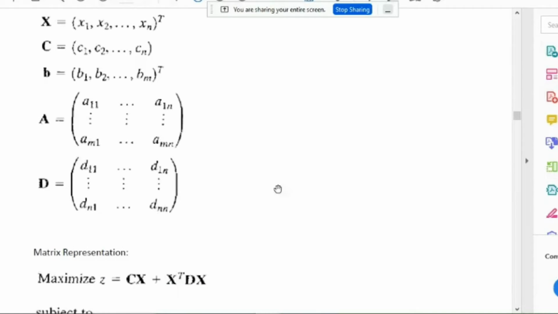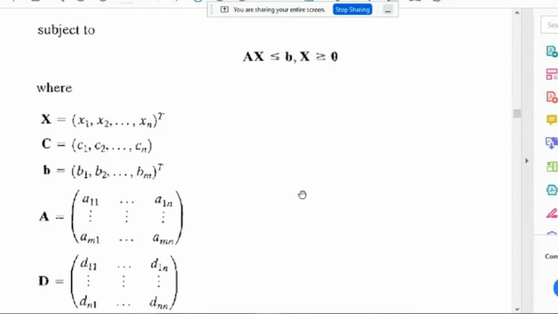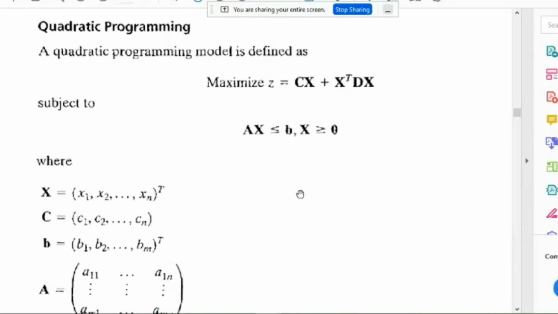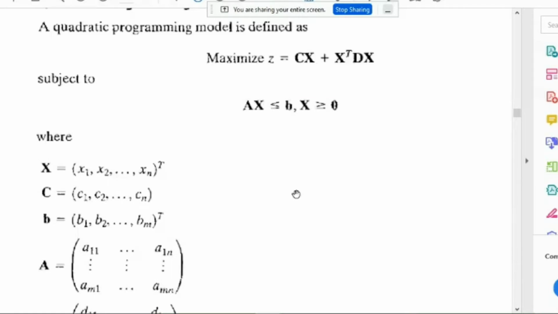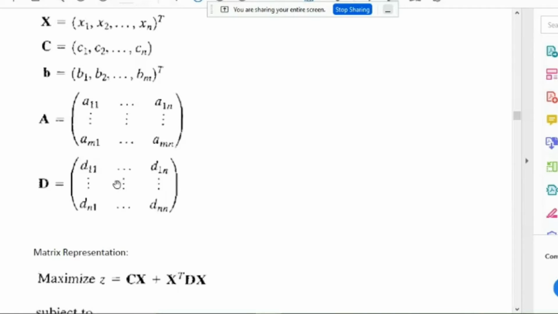Then D is again a matrix representing the coefficients of the squared variables in the objective function. That is the coefficients of x1 square, x2 square, x3 square and so on, xn square, and then x1 x2, x2 x3, then x1 x3. So those are the coefficients. D is a matrix representing the coefficients of squared variables as well as multiplied components.